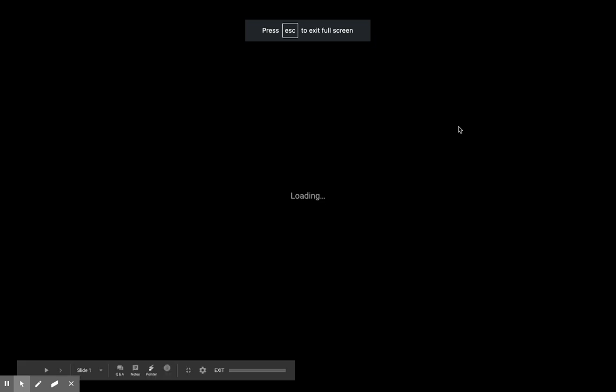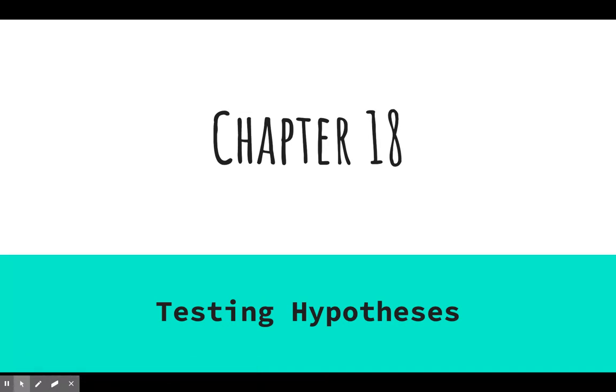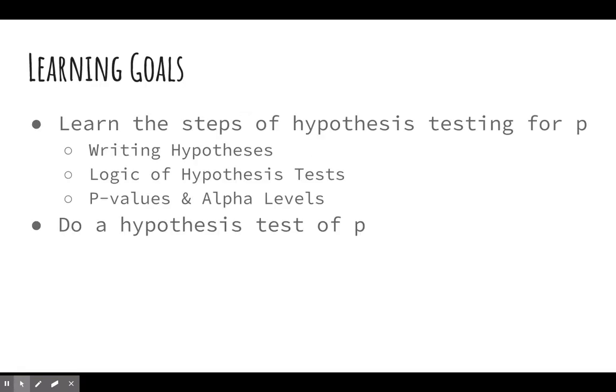Okay, so in this video, we'll be looking at chapter 18, testing hypotheses. This is another pretty major concept, just like confidence intervals. It has a lot of the same underlying principles though, so we are going to look at proportions and means for testing hypotheses. First off, we're going to learn the steps of hypothesis testing for proportions. And then we're going to look at writing hypotheses, the logic of hypothesis tests, p values, and alpha levels, and then actually doing a hypothesis test of p.